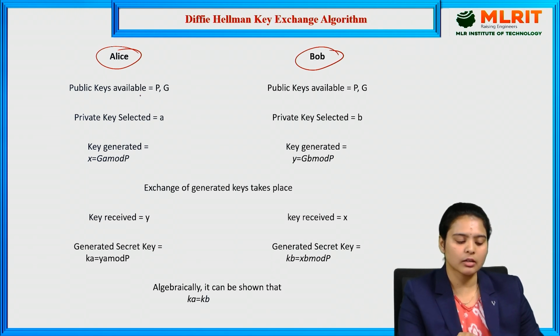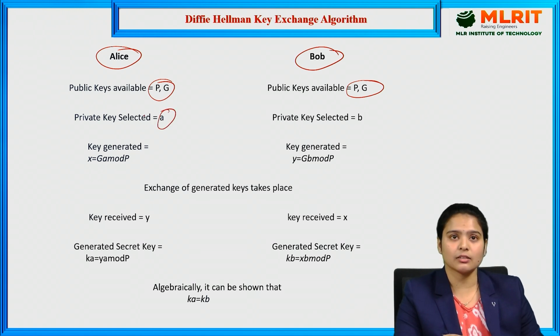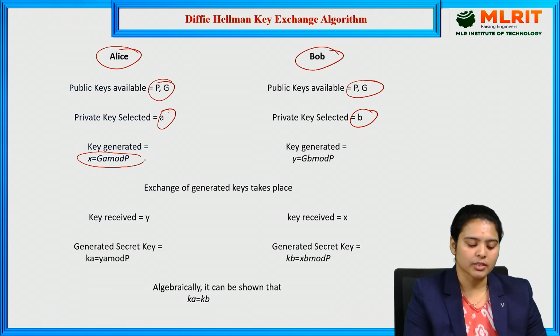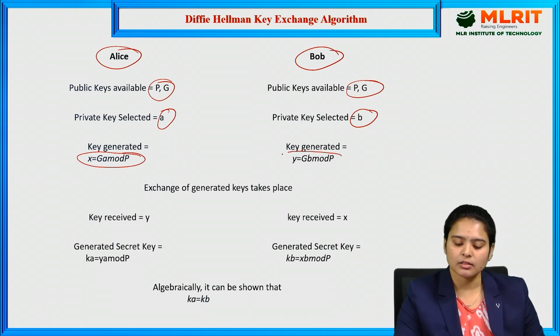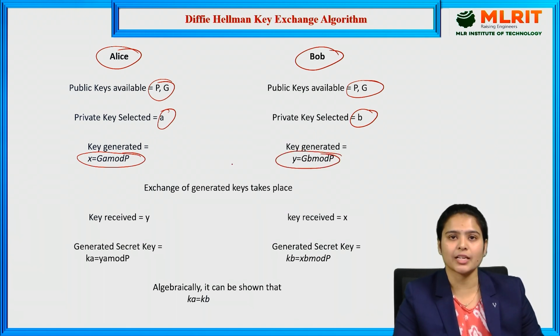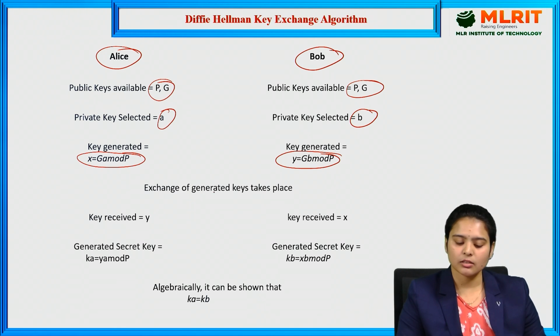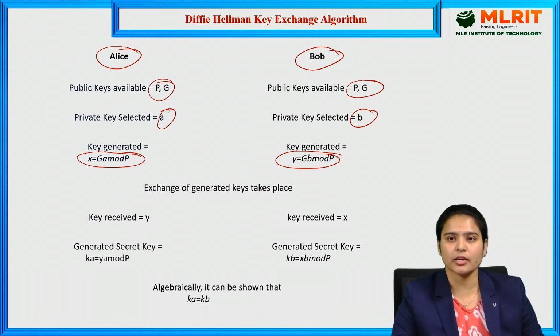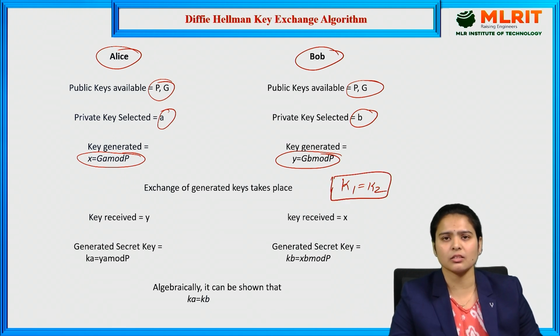So already we have taken the public keys P, G. The same Bob is also going to be taken. Private key is taken as A and the public key is taken as B. So this is the formula for the key generation, and these are the keys generated, again values of X and Y, such that both keys should be exchanged. That means, for example, K1 equals K2. We need to prove this K1 equals K2, meaning the keys are exchanged successfully in the Diffie-Hellman key exchange algorithm.